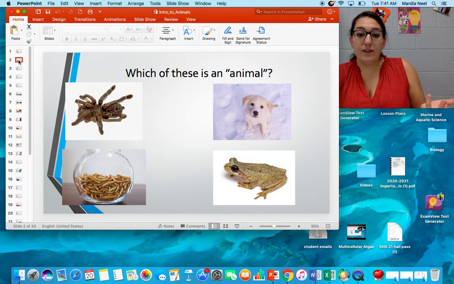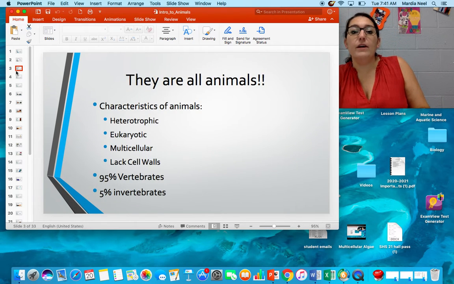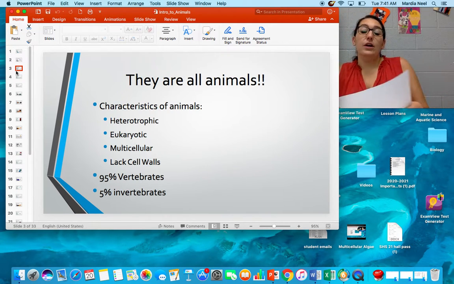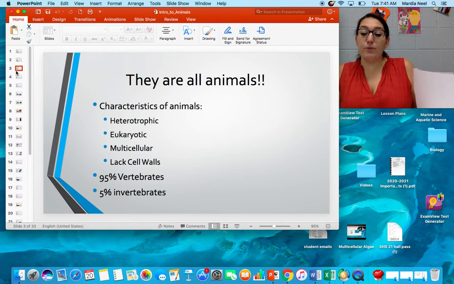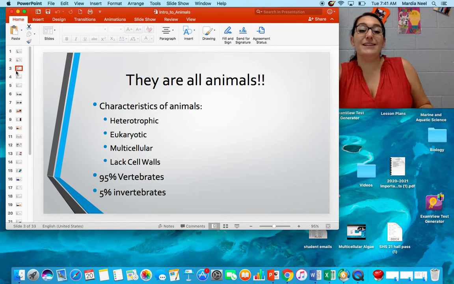So it asks which of these is an animal, and the answer is all of the above. So in order to be an animal, you have to be heterotrophic, meaning you consume something else to get your energy. You have to be eukaryotic, meaning your cell has a nucleus. You have to be multicellular. That's why the protists aren't animals. They're only one cell big. And you have to lack cell walls.